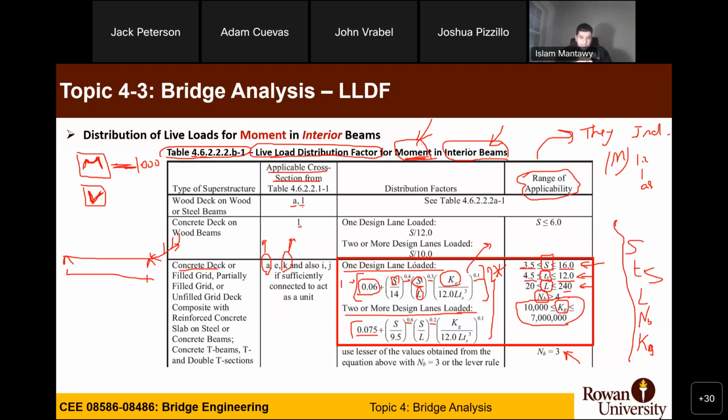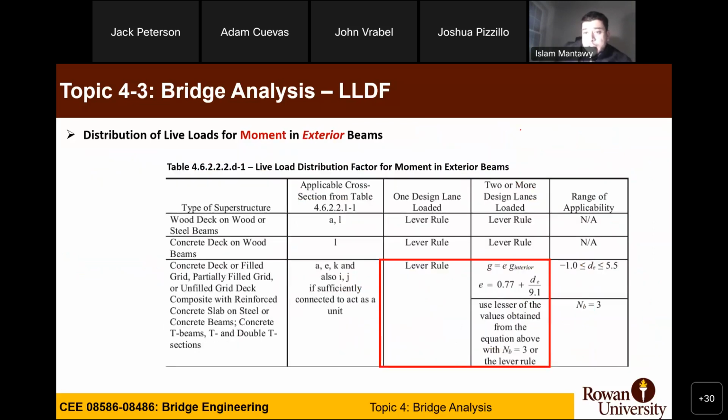Okay. So if we continue, there's going to be a series of tables. The second table here is the moment for interior beams. There is another table for moment for exterior beams. I need another volunteer.